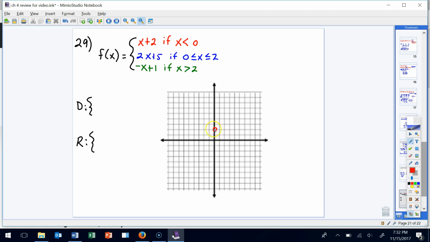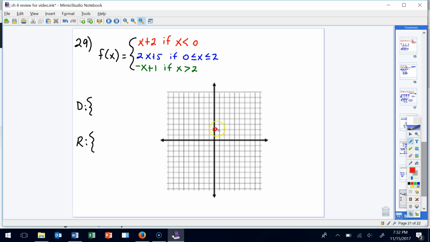And this whole line would go up 1, right 1, down 1, left 1, but since it says only show the line for x that is less than 0, we're not going to draw any part of this line to the right of this open circle. It's only going to go to the left.